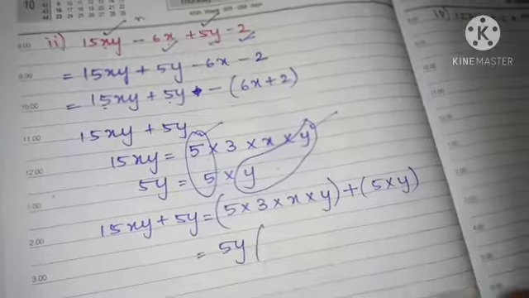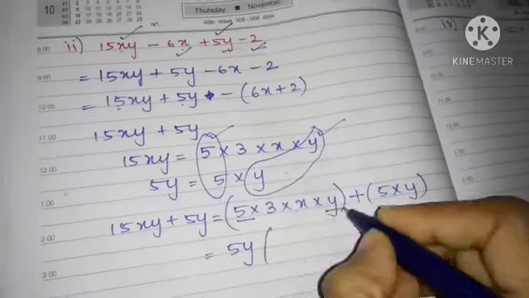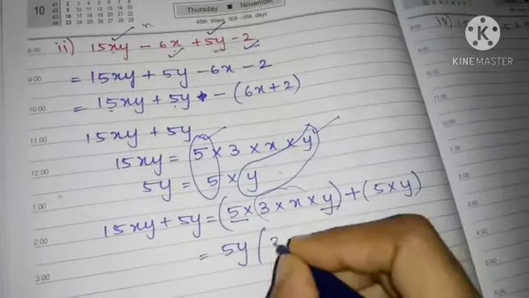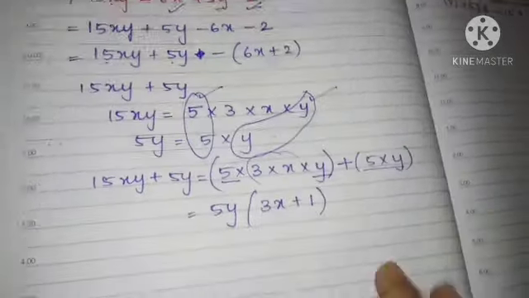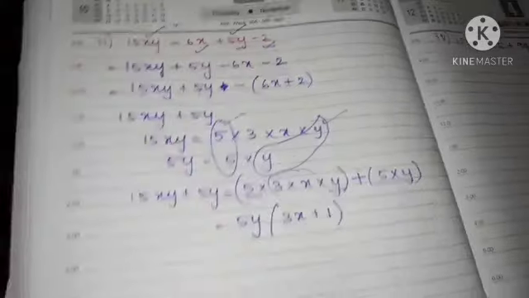Above, 5y I am taking outside. If I take 5 and y, what is remaining? 3 into x, 3x plus 5y. If I take 1 outside, yes? If I take one thing outside, it is 1.